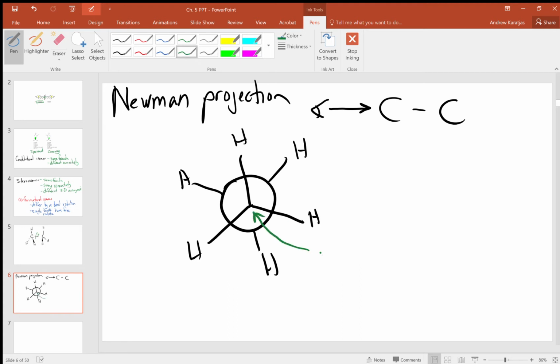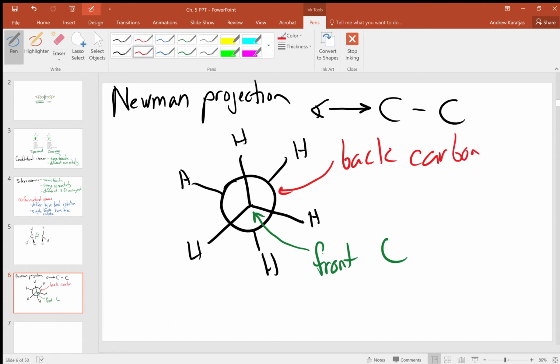This is our carbon in the front, and then this is our back carbon. And while we know that those three groups coming off each carbon are not exactly planar, the Newman projection draws them so that they're approximately planar. Again, we know that they're not exactly like that, but it's a close enough approximation.